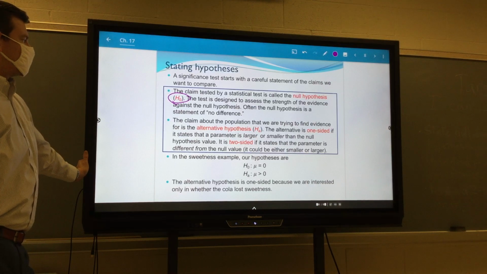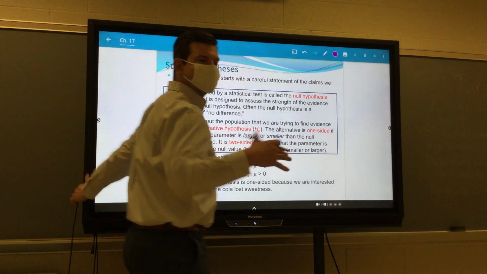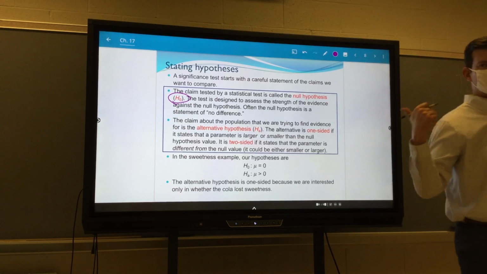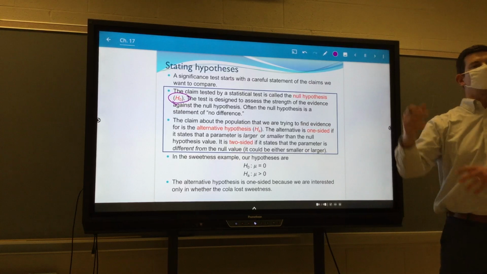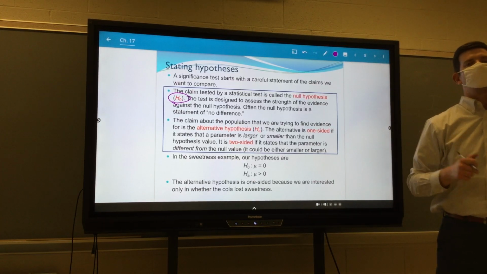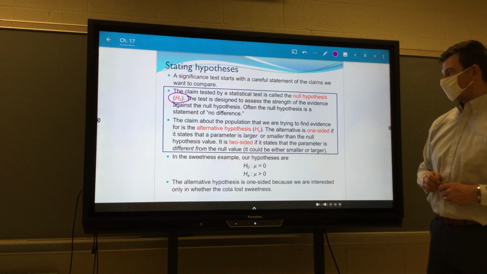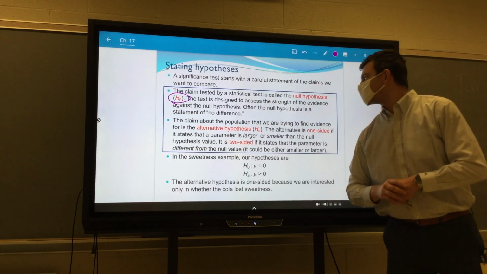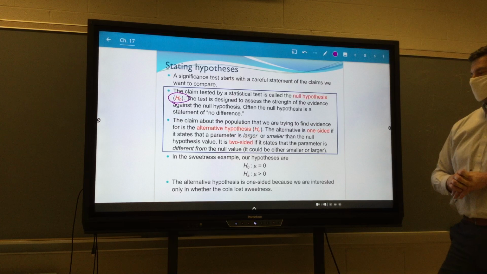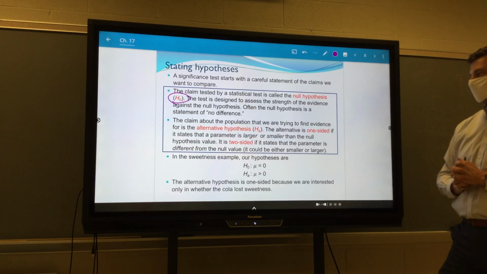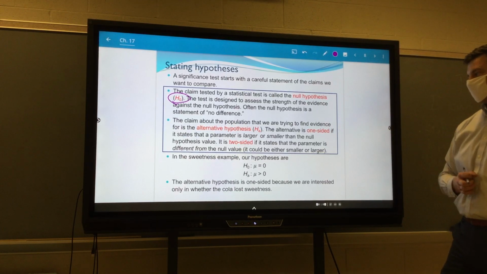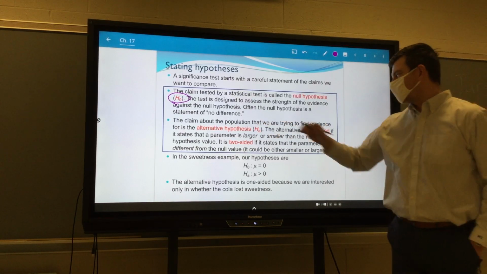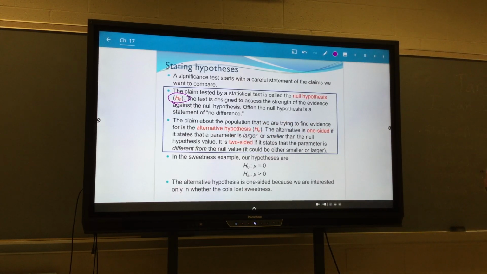Now, the null hypothesis, it's like the status quo. And in our case, we're saying that there's no difference between what we see and what we're comparing it to. Okay? It's designed to assess the strength of the evidence in this test against this null hypothesis. Now, what we believe is going on is our alternative hypothesis. Okay? It's the claim about the population that we're trying to find evidence for.